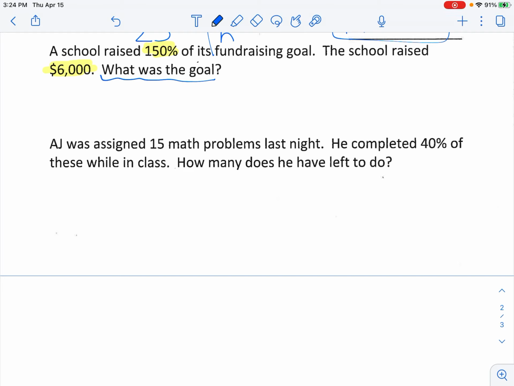Remember, we're writing and solving equations for all of these problems. So to write an equation, you have to have an equal sign in the middle. Remember when we were in our equations unit, I said the total amount always goes on the right side of your equation. So something equals $6,000. Immediately convert your percent to a decimal. 150% is equal to 1 5/10. 1 5/10 times what equals 6,000?